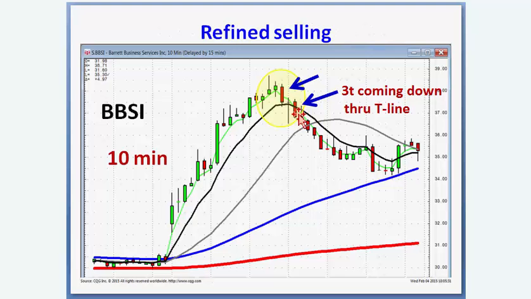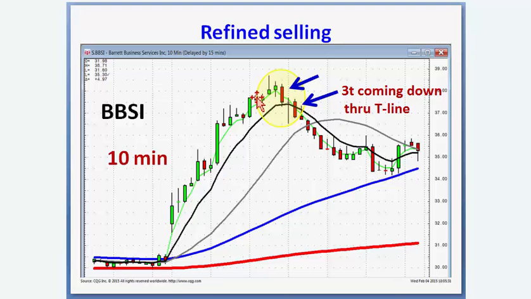And notice again, I have the T line on here. Notice what happened here. If I didn't close out here, when do I close? When I see it close below the T line. The next day they took it down. This is on the 10-minute chart. So this could be a daily chart. This could be a 10-minute chart.